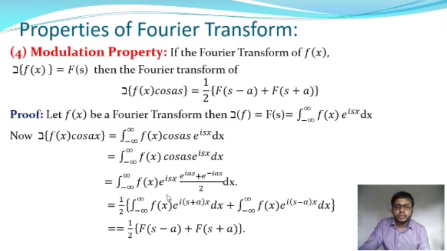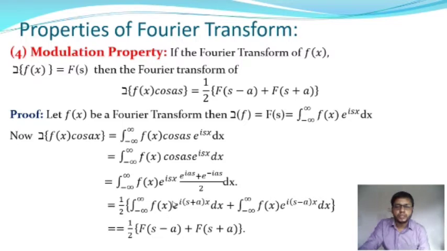So now separate these two integration parts. The first integration will be from minus infinity to plus infinity of f(x) into e to the power i(s+a)x dx, and the second part will be from minus infinity to plus infinity of f(x) into e to the power i(s-a)x dx. So this is the Fourier transformation for the function s minus a.